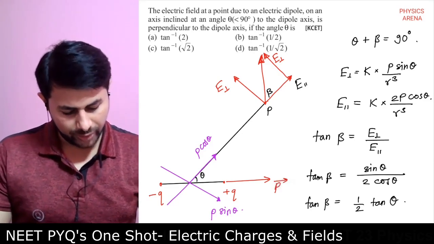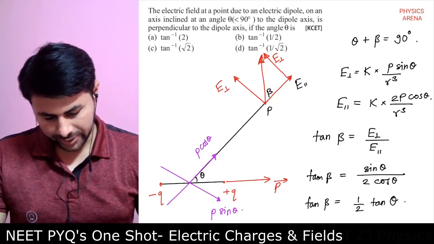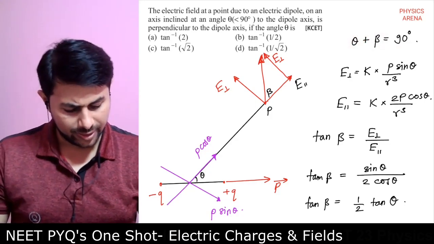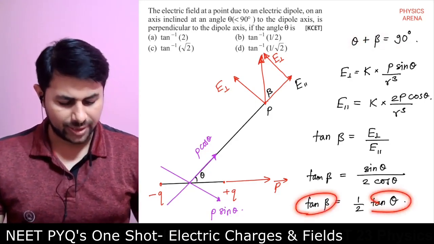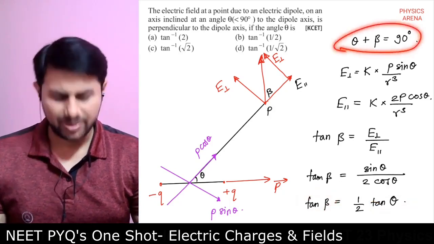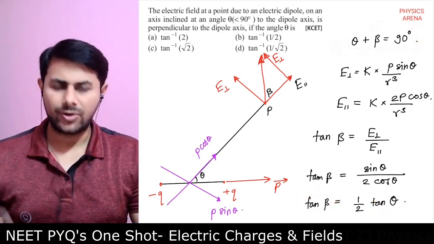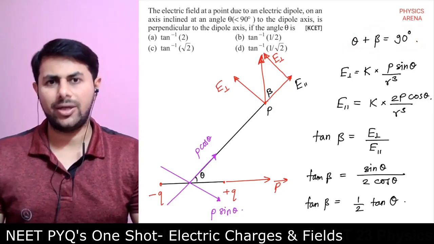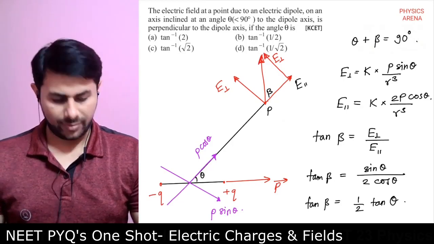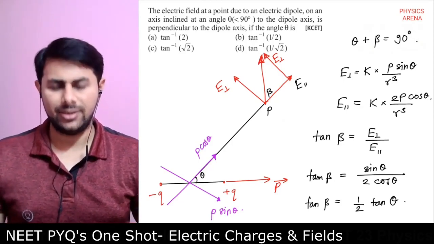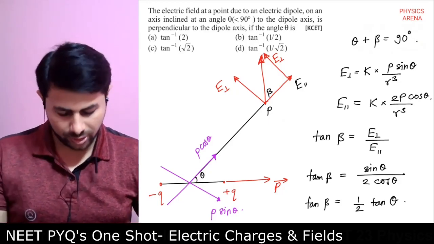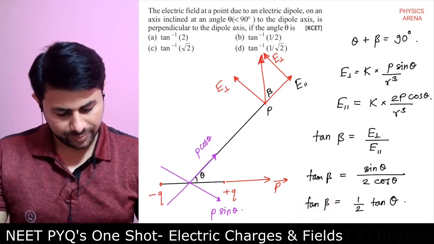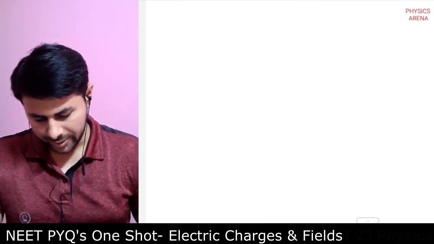All right, so we know this relation that theta plus beta is equal to 90 degrees. Can we relate tan of theta and tan of beta? These two are complementary angles, right? For complementary angles, we know tan of one angle is equal to cot of the other. Sum of two angles is 90 degrees, then tan of one angle is equal to cot of the other angle. So tan of beta is equal to cot of theta, and I can substitute cot of theta here.